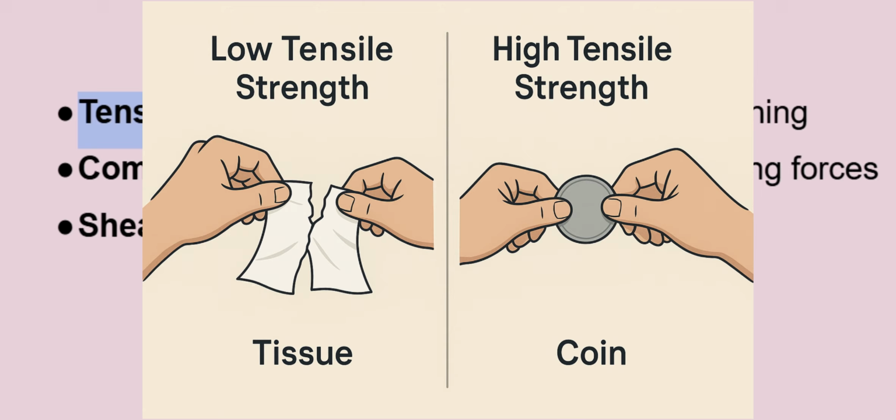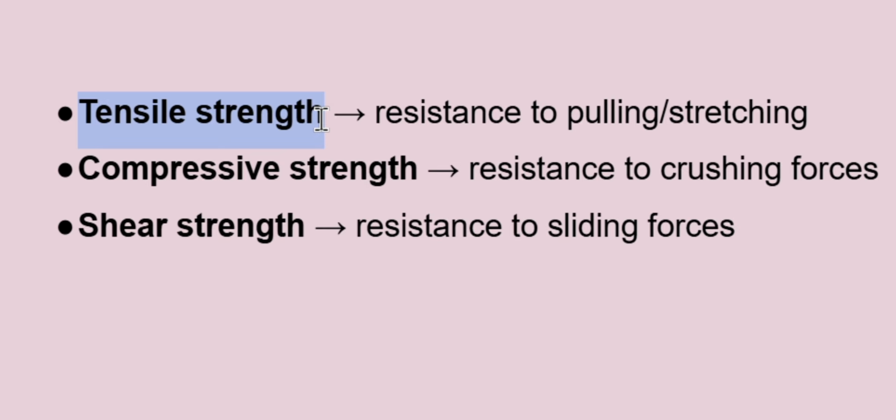If I gave you a piece of tissue paper or cotton wool and I asked you to do the same thing, you know you could very easily pull the cotton wool into 2 bits or the tissue paper into 2 bits. Why? Because those materials have low tensile strength. So that's the first thing to remember. Tensile is resistance to pulling or stretching.